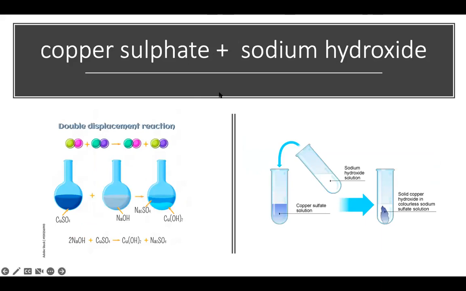Okay, so this is another one. Copper sulfate and sodium hydroxide. What is sodium hydroxide?